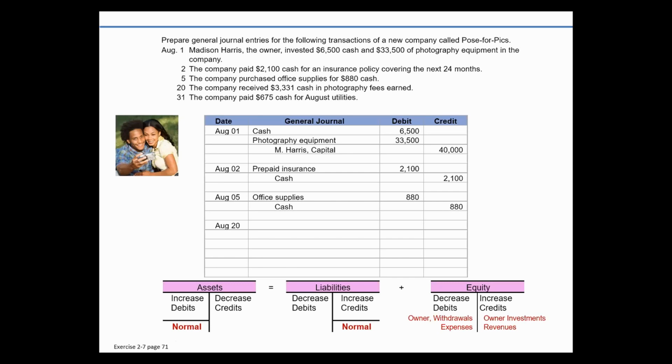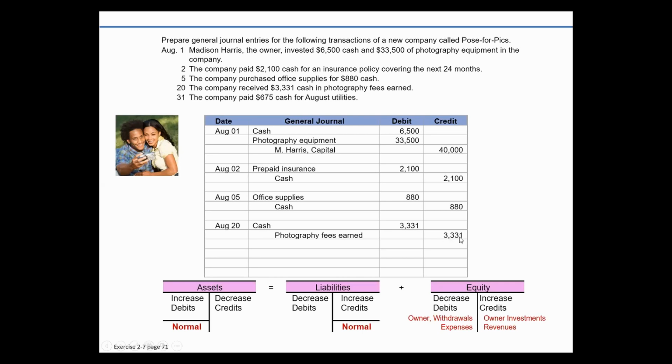So she's now taking pictures. She's now had some sales, and so now she's receiving cash from her customers. So what we would have to do is we would debit cash, the amount of $3,331, because we now need to increase cash to show what we've received. And then photography fees earned, that's part of our revenue, which is part of our equity. So we would have to credit that $3,331.